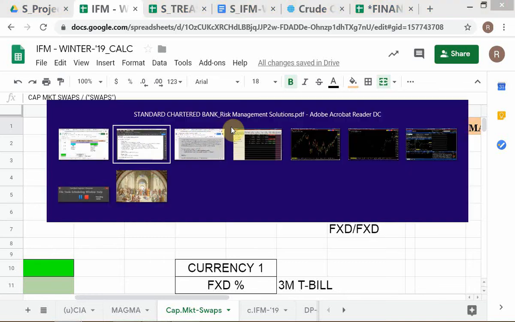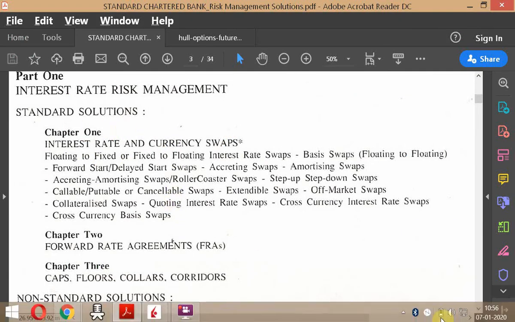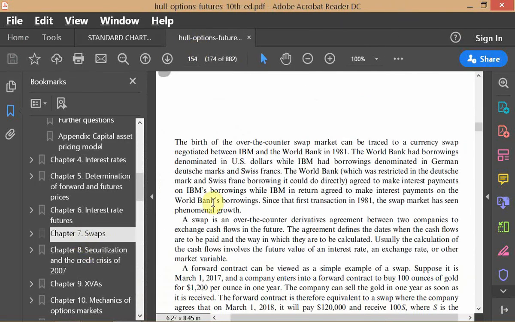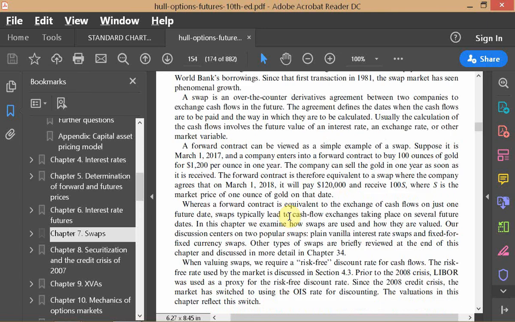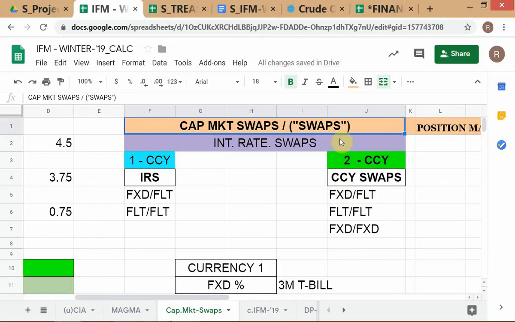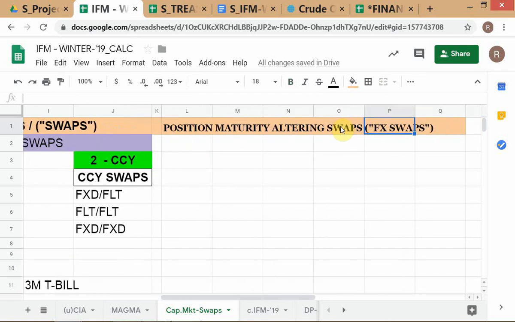That is, these kinds of instruments should be called capital market swaps. We still have some time, so don't get restless. These instruments are very commonly used: interest rate swaps and currency swaps, which is what you will see discussed when you go to your Hull chapter on swaps. He is actually discussing these interest rate and currency swaps, which are again market terms. All this stuff that he's talking about is what the market calls swaps, and then he does not really discuss FX swaps in this chapter.